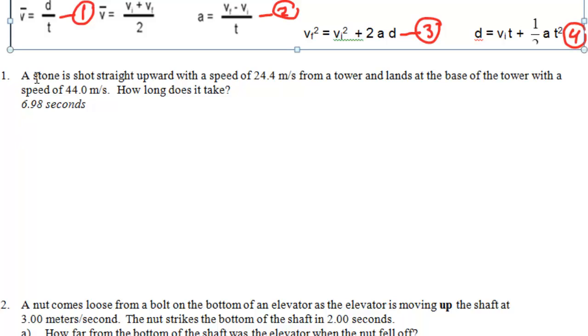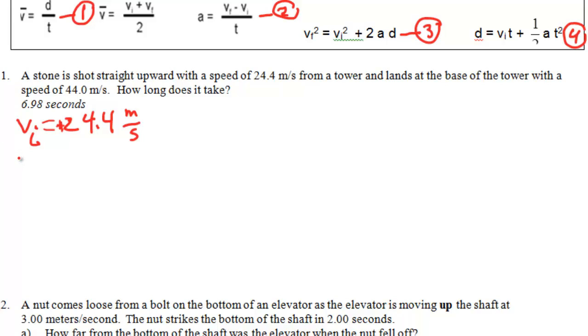So let's look at problem 1 here. A stone is shot straight upward with a speed of 24.4 meters per second. So we are given here the initial velocity. So V initial is 24.4 meters per second. And this is upward motion, so we have to include that it is positive. So this is positive 24.4 meters per second from a tower and lands at the base of the tower with a speed of 44 meters per second. So this is V final.